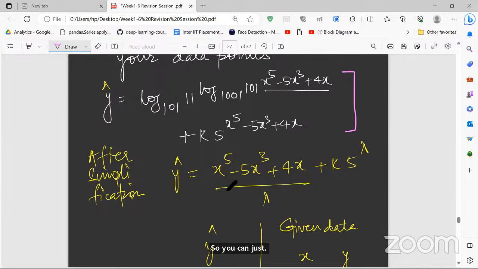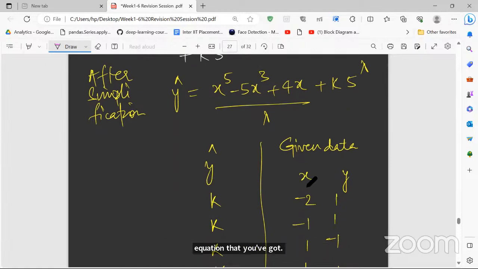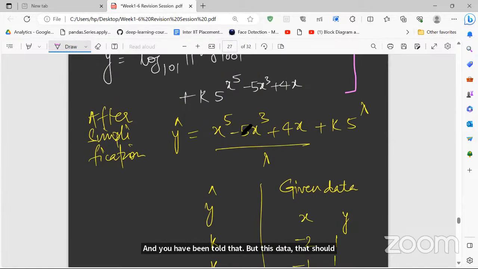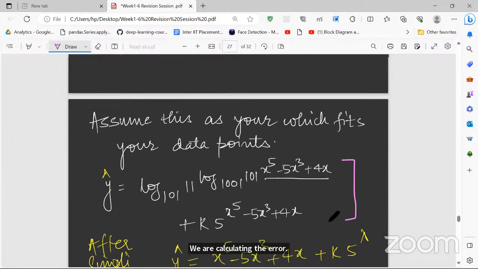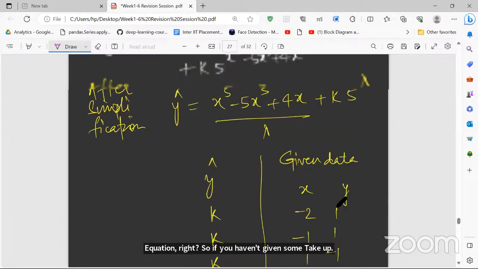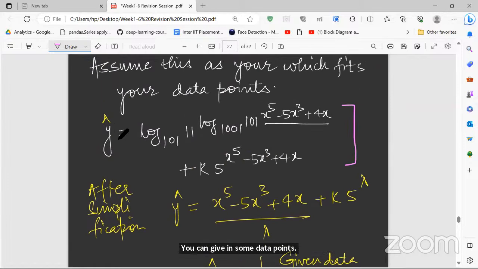You can just split this question. This is the equation that you have got. Y cap is the equation that you have got, and you have been told that for this data, that should follow. Okay. So SSE, what were we doing? We were calculating the error from the given equation, right? So if you have been given some data points and been asked that the data point is following this equation.